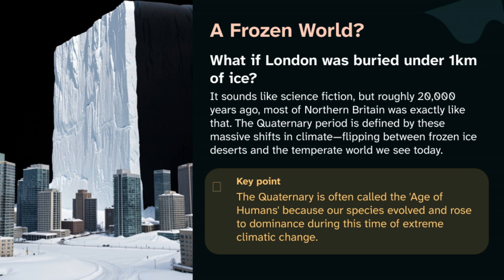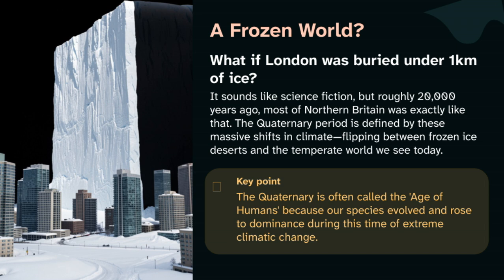The Quaternary is defined by these huge shifts in climate. At times, Earth was much colder than today. Ice sheets expanded across continents, sea levels fell, and landscapes were dominated by glaciers, permafrost, and tundra. At other times, including today, the climate was warmer. Ice retreated, sea levels rose, forests expanded, and human societies developed.